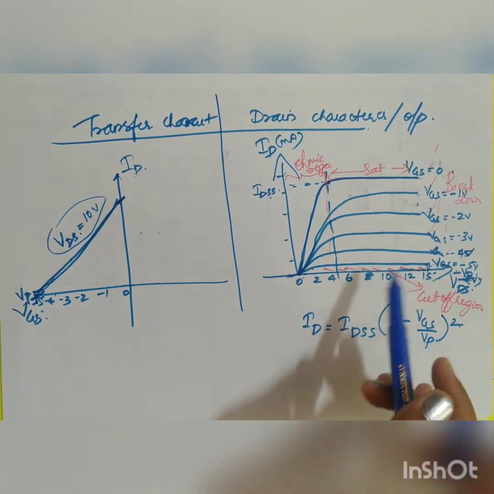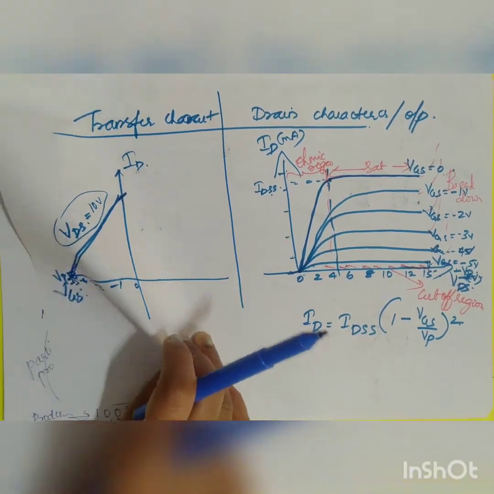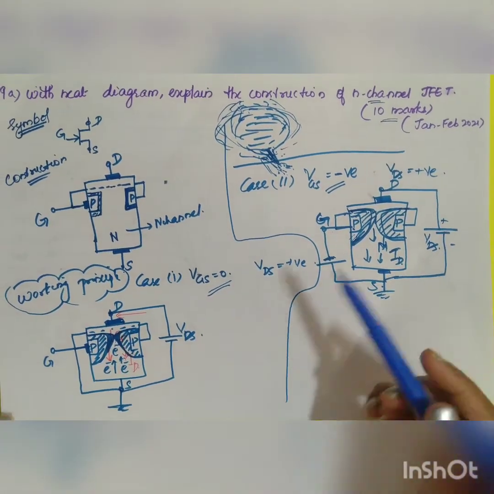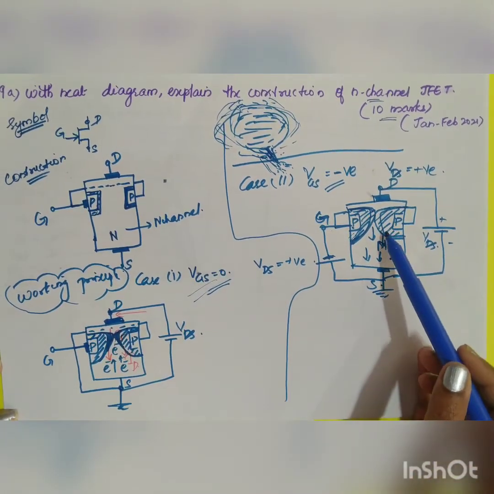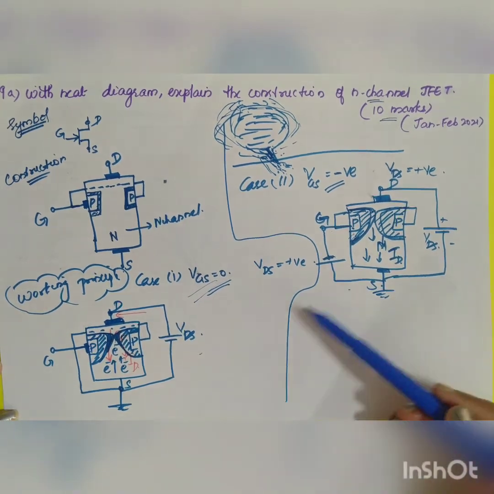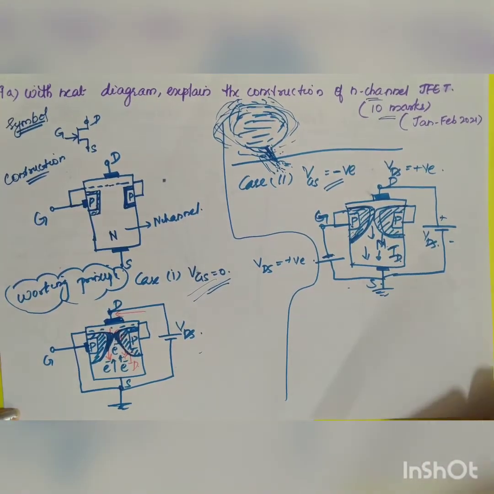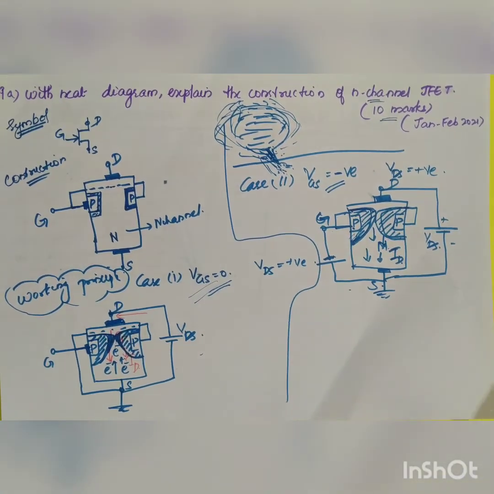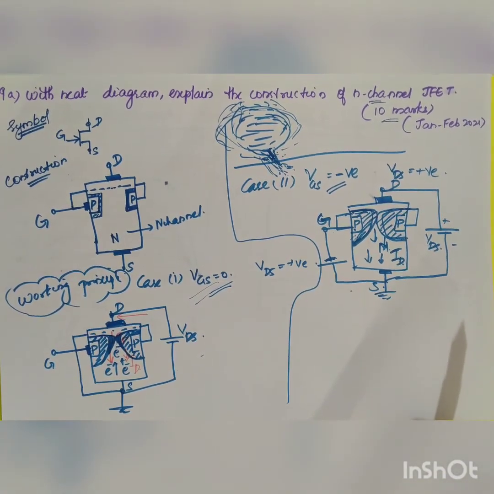So you have these two characteristics for 10 marks. You can explain the working principle of the two conditions, when VGS is equal to 0 and when VGS is negative. Give the two constructions, along with your characteristic curves. These are the important points for the construction of your N channel JFET.